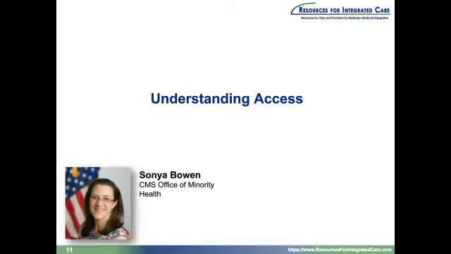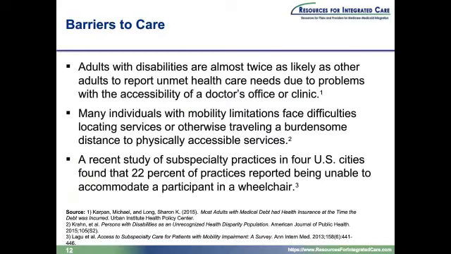So despite established laws and regulations requiring that all individuals have equal opportunity to access programs and services, many healthcare offices are still not fully accessible to people with disabilities. In disability competent care, it's important to understand that access is a multifaceted concept for people with disability.